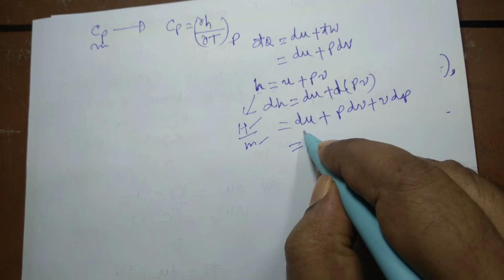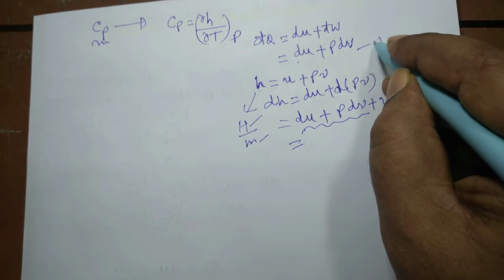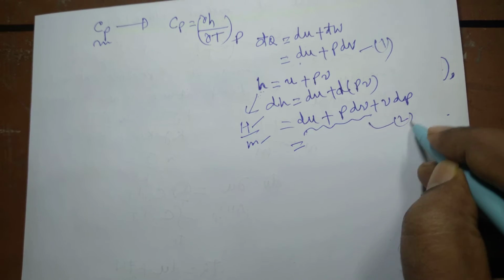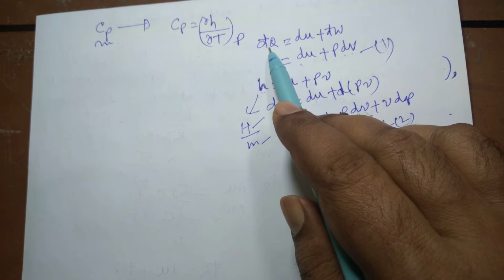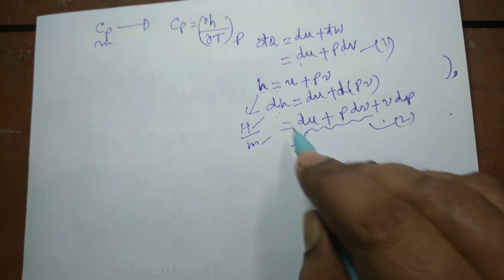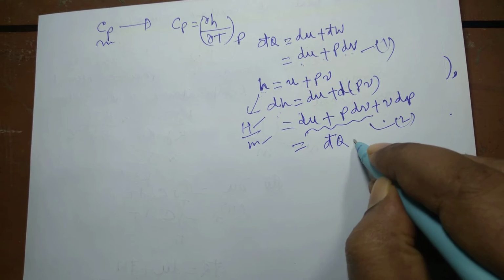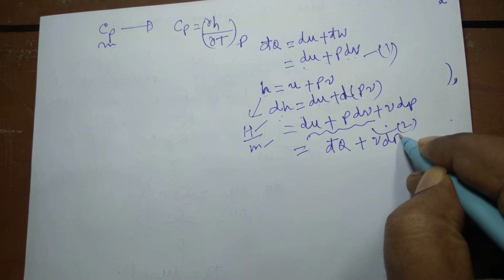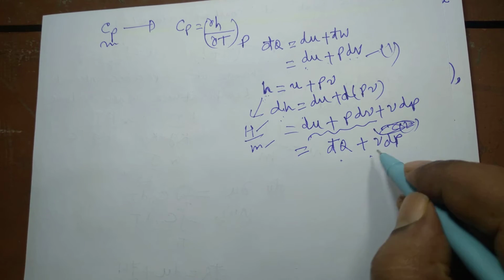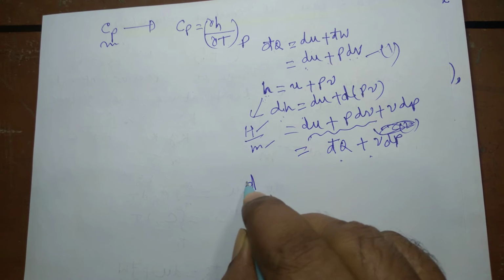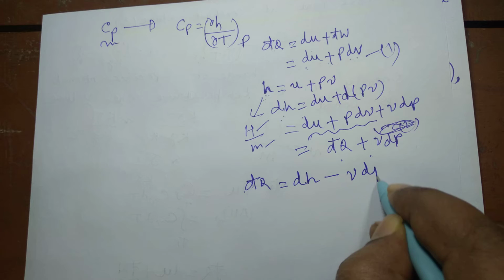Suppose this is equation 1 and this is equation 2. From equations 1 and 2, you see du plus PdV is equal to dq. So in place of du plus PdV, I can write dq, so dH is equal to dq plus VdP. Or I can write dq equal to dH minus VdP.